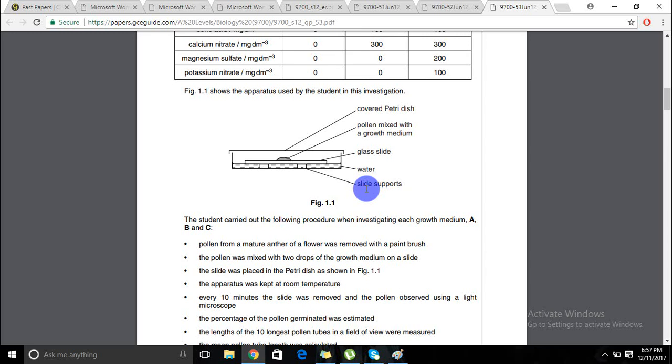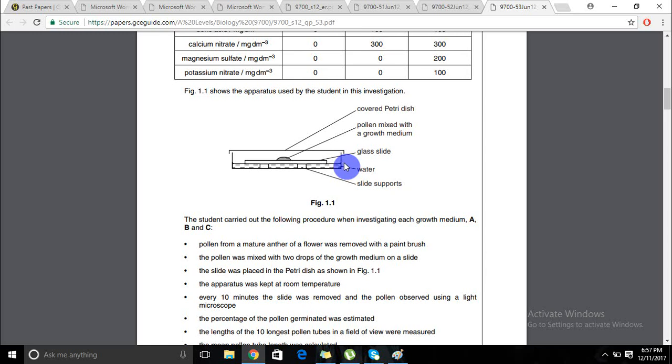And the pollen was mixed with 2 drops of the growth medium, so 2 drops of either A, B or C depending which one we're investigating at the moment. And the slide was placed in the petri dish on top of slide supports with water underneath, and this apparatus was kept at room temperature for some time so that it becomes equilibrated, and every 10 minutes the slide was removed and the pollen was observed using a light microscope.